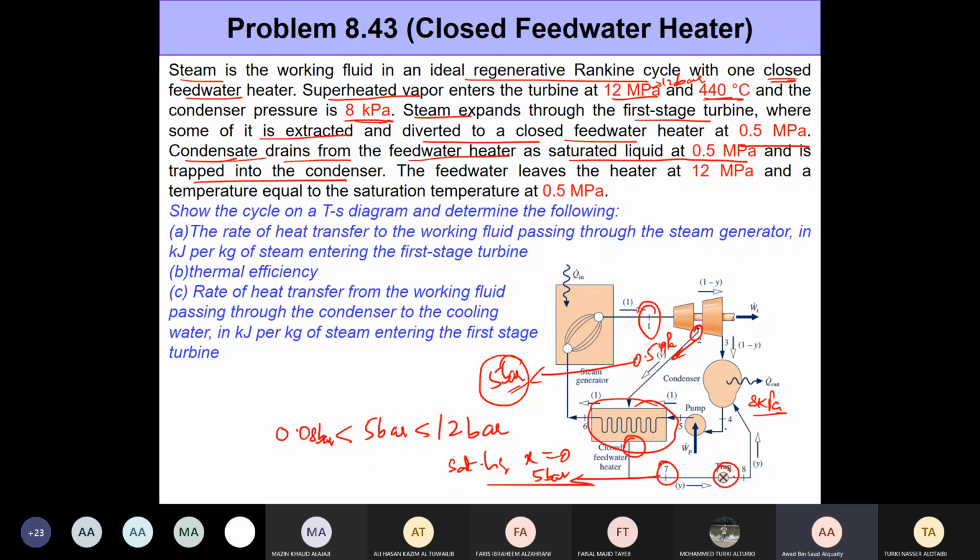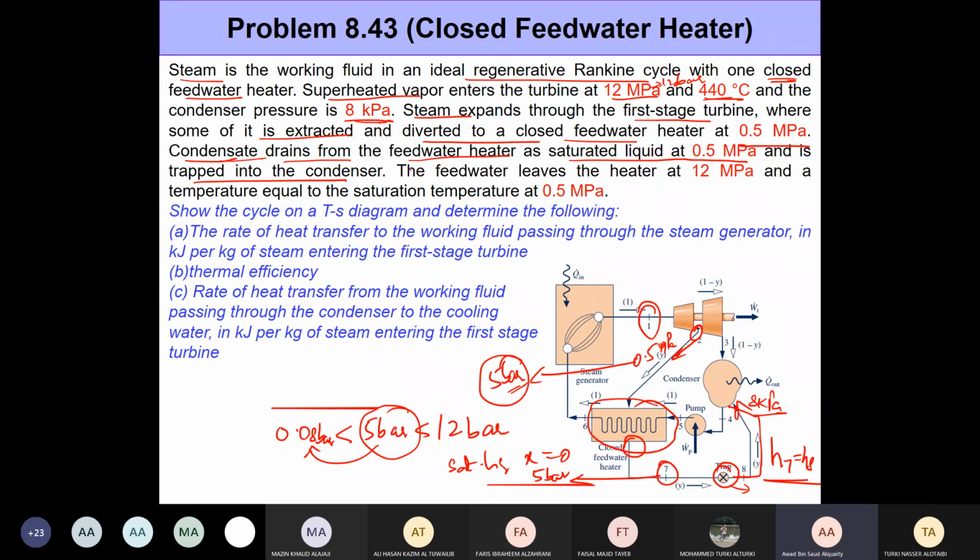Trap it into the condenser simply means that we send it through a trap and then from there to the condenser. So what's happening in the trap? Well, it's simply isenthalpic expansion. So H7 is going to be equal to H8. A constant enthalpy expansion, going from a pressure of 5 bar here to a pressure of 0.08 bar at state 8. That's all that's happening, expansion.